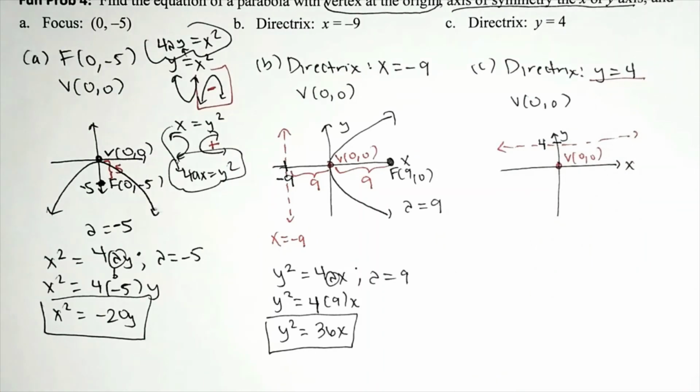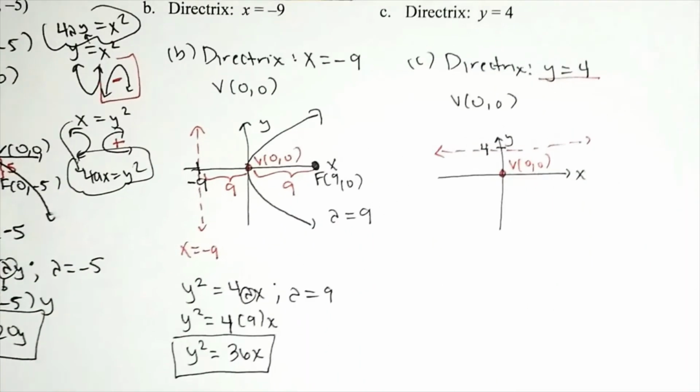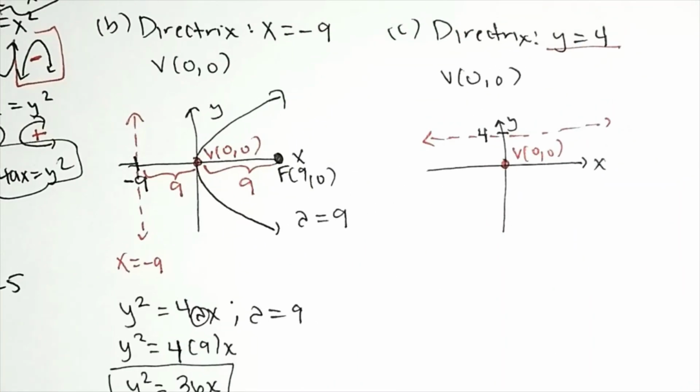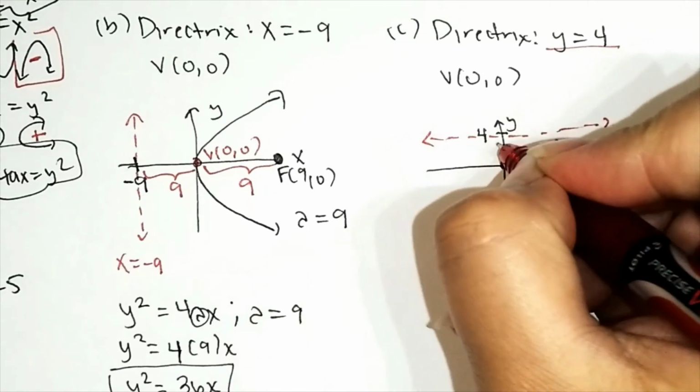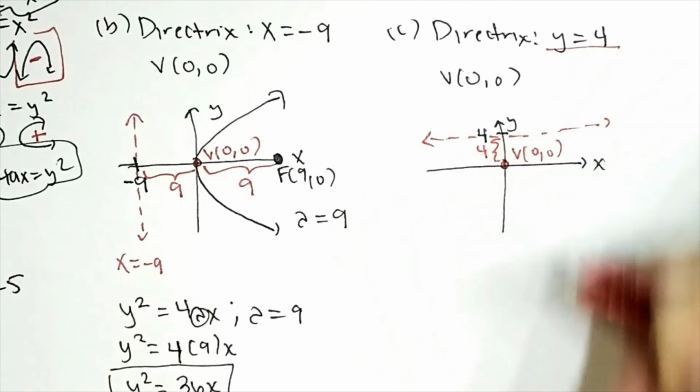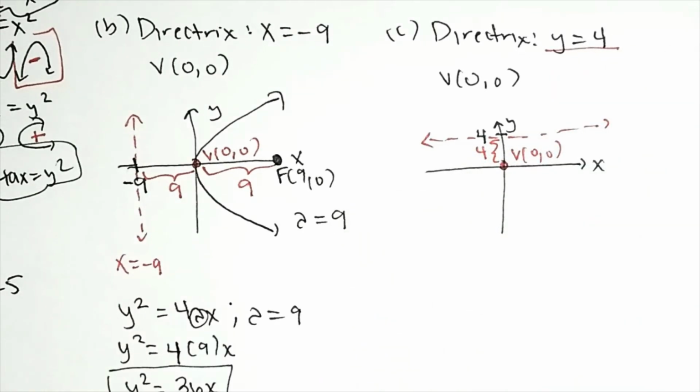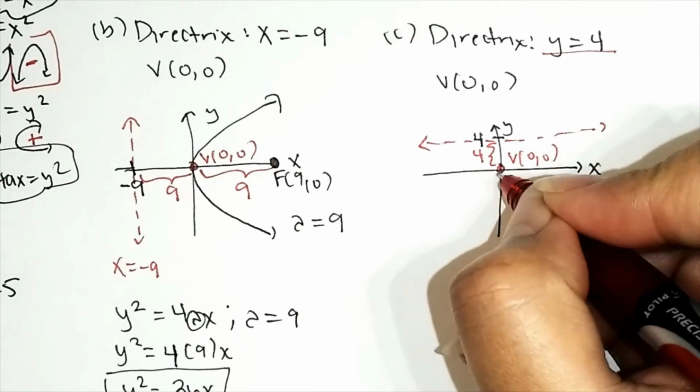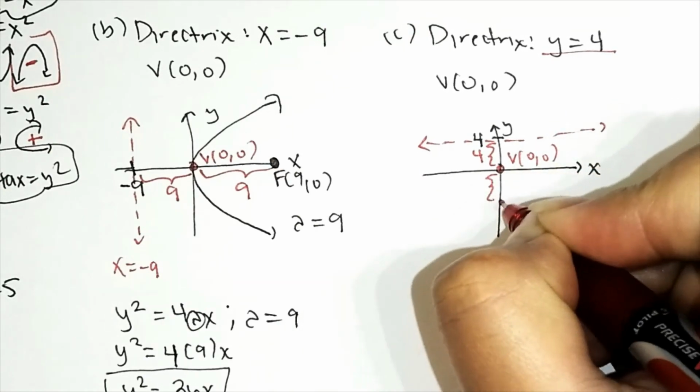Cool. And then what do we notice? Let me go ahead, zoom in, because this is too small for me. We have that the directrix is 4 units away from the vertex. So let me highlight that distance. If the directrix is 4 units away from the vertex, then that means that the focus should be 4 units away as well.